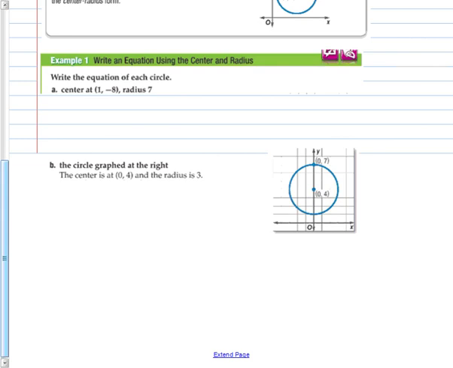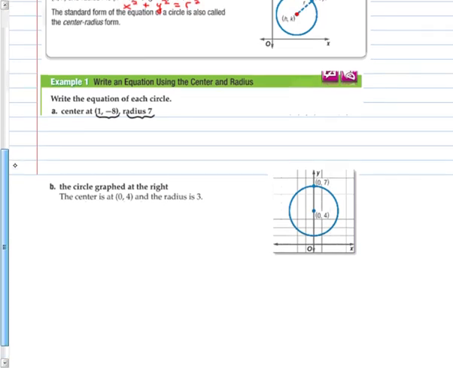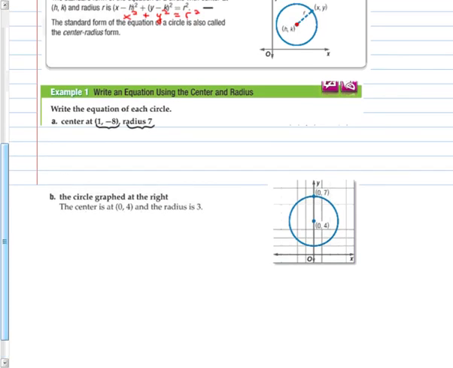And they first say we have a circle with center (1, -8), and the radius is 7. Well, if I use this idea right up here, I am going to say x and then the opposite of that 1, x minus 1, quantity squared, plus y, and then the opposite of -8, which is what number? Plus 8. Quantity squared equals, and then what do I do to the radius? I square it. What's 7 squared? 49. That is the equation of the circle they just described.